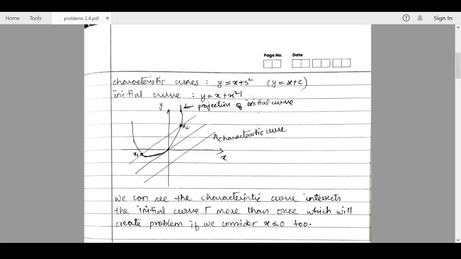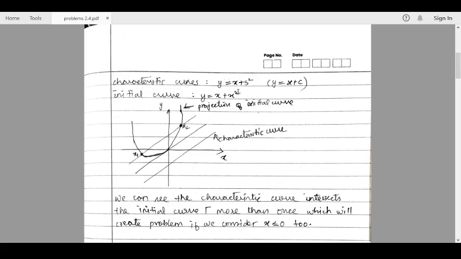So we have not considered u equal to sine x. That term we have not considered, since it is in the xy plane. So this is a projection of the initial curve. It is a parabola y equal to x plus x square. Now we will draw the projection of the characteristic curve in the xy plane.